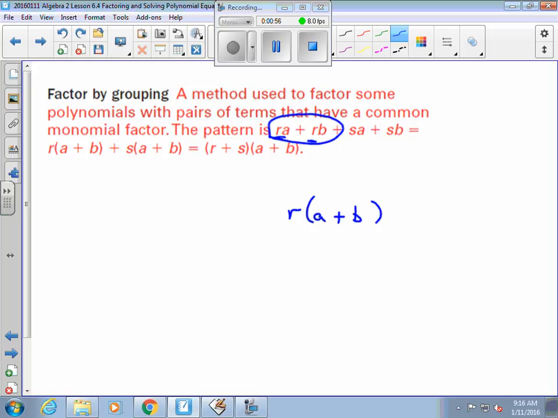You can do the same thing with that second pair, this one and this one. Notice they both have S in common. So you can have a positive S, and then times what gives you SA, A, and times what gives you SB, positive B. So notice that's exactly what it has here. R times A plus B plus S times A plus B.